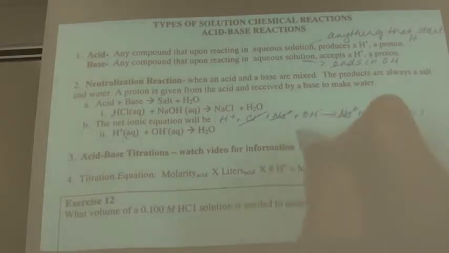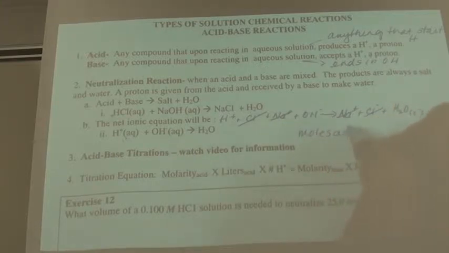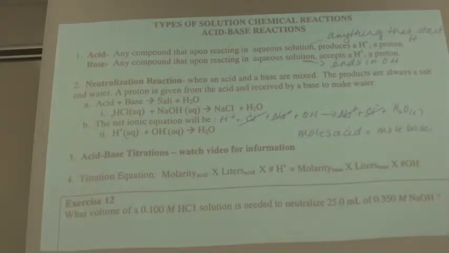The equivalence point is when the moles of acid are equal to the moles of base. Okay, that's where we stop, when the moles of acid are equal to the moles of base, and that is the equivalence point to our titration. That is the complete neutralization of the acid and the base. Are we clear there?